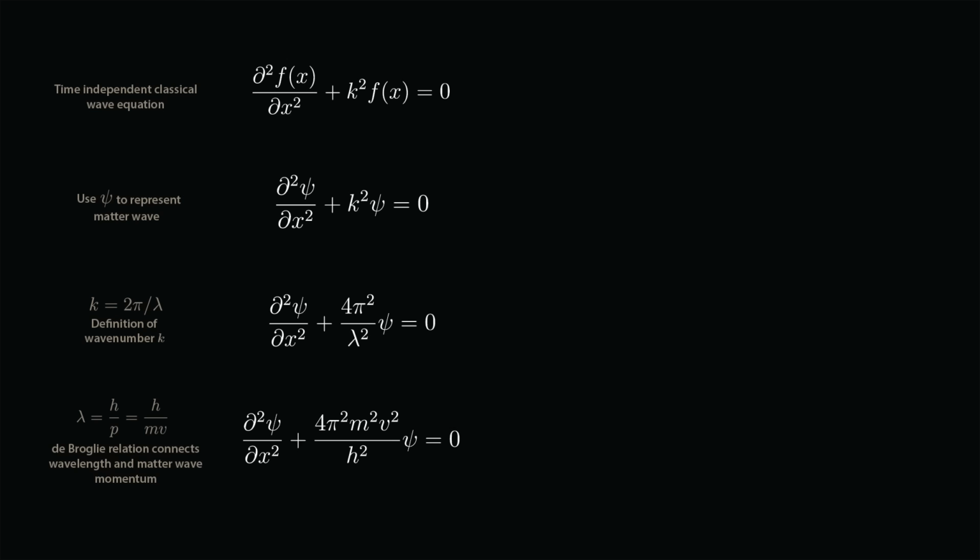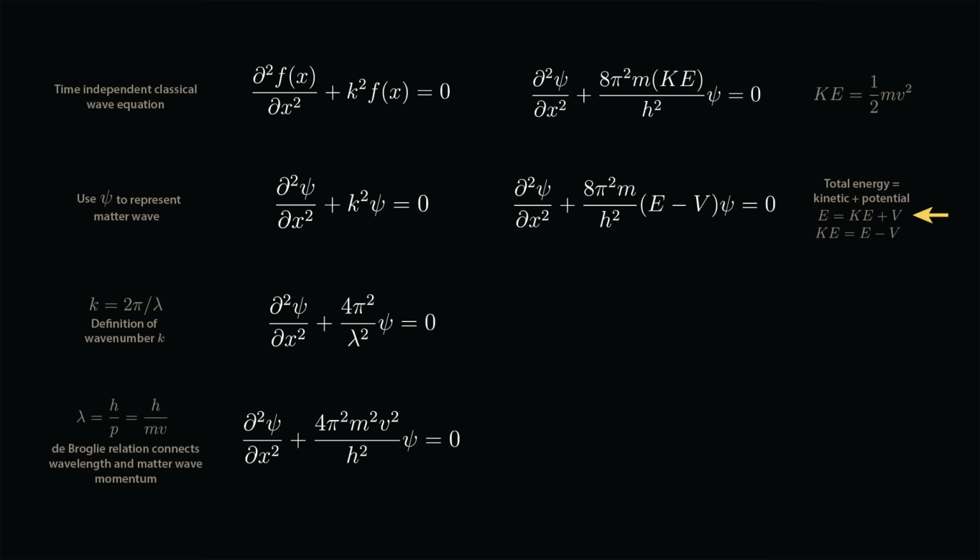The constant term in the classical wave equation now depends on the mass of the matter wave squared times the velocity of the matter wave squared. From classical physics, kinetic energy is equal to 1/2 mass times velocity squared. So we can rewrite our numerator as 8 pi squared m times the kinetic energy of the wave. Finally, taking the total energy E as the kinetic energy plus the potential energy V, Schrödinger solved for the kinetic energy and substituted.